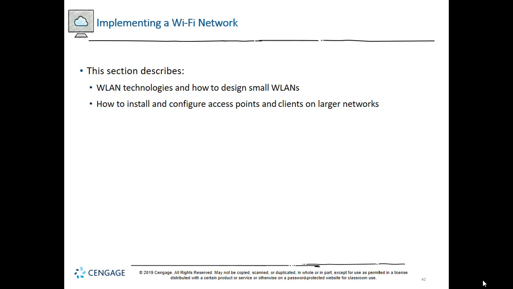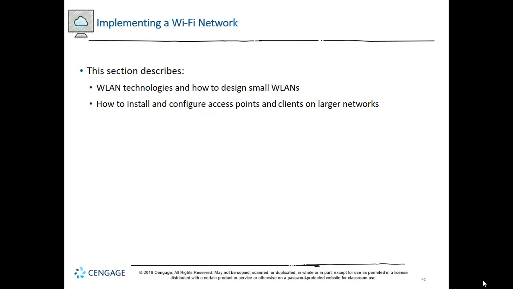So now that we understand basically how the signals are exchanged and what can block or hinder them, it's time for us to put it all together. Here we're going to talk about how to design a small wireless LAN, how to install and configure access points, and then we're going to have some actual labs, and I have lessons for those built for you as well.